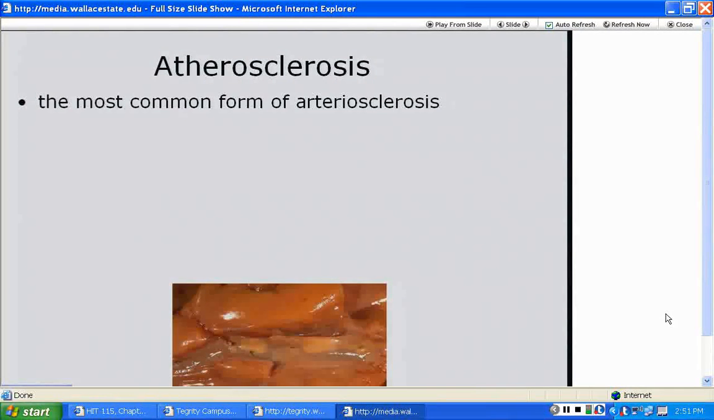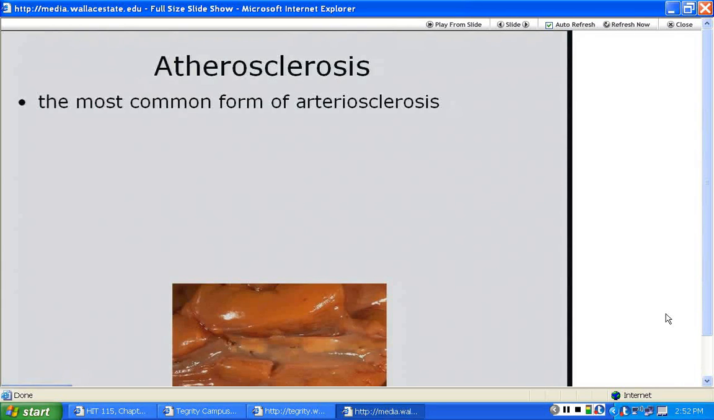I was talking about atherosclerosis earlier in reference to coronary artery disease, just atherosclerosis in the coronary arteries. Now I'm going to talk about atherosclerosis in general. And atherosclerosis is actually a form of arteriosclerosis. Arteriosclerosis is the heading here, and it's referred to as a group of diseases. There are 3 forms of arteriosclerosis, but by far the most common form is atherosclerosis.